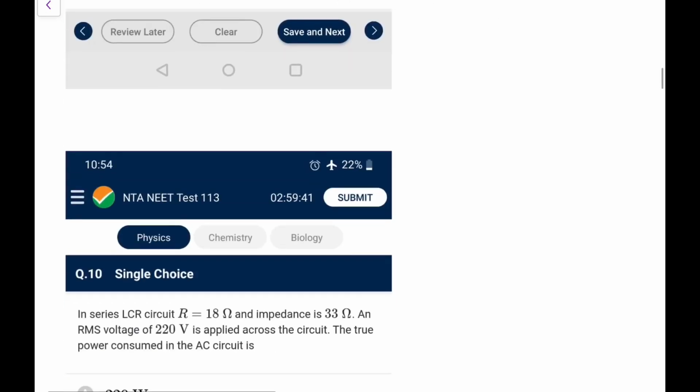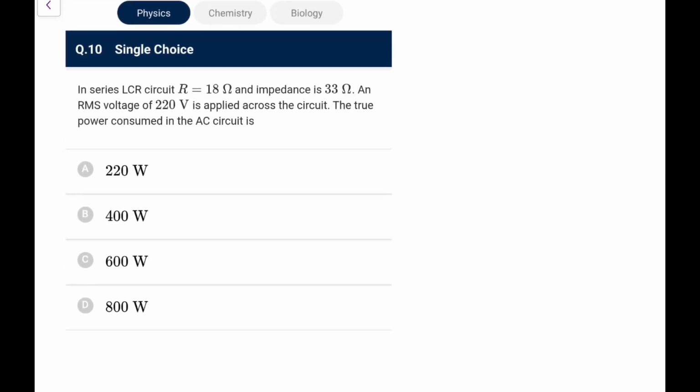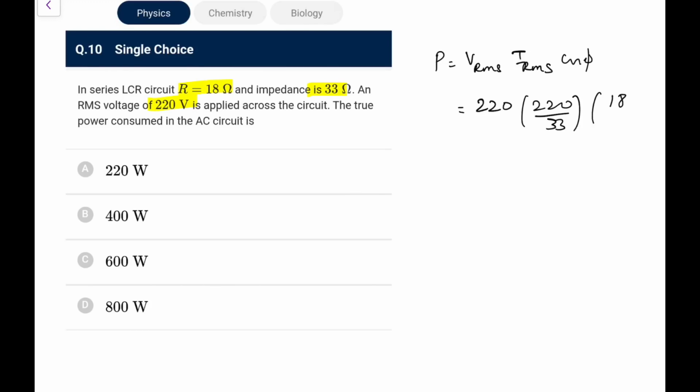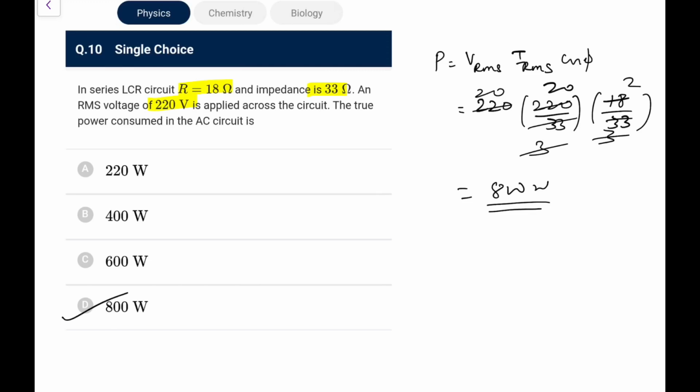Next one, in a series LCR circuit, resistance is 18 ohm, impedance is 33, and 220 V RMS is applied. The true power consumed is VRMS IRMS cos phi. VRMS you know is 220, IRMS would be 220 by 33 because IRMS is VRMS by Z, and cos phi is R by Z, which is 18 by 33. So this is what you get: 33, this is 20, this is 3, 3 3s are 9, that is 2, 400 into 2, that is 800 watt. So the power consumed would be 800 watt in this circuit.